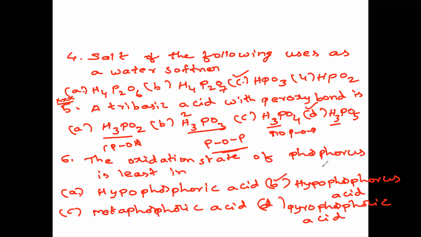The formula of pyrophosphoric acid is H4P2O7. In hypophosphorus acid, the oxidation state of phosphorus is least. Refer to the formulas of all these four, because I have given all the formulas in the oxyacids of phosphorus, so you can refer and calculate. The answer is hypophosphorus acid. I hope it is clear. Next question, question number 7. Based on phosphorus, we have to answer questions like these. All the questions on phosphorus are very, very important.